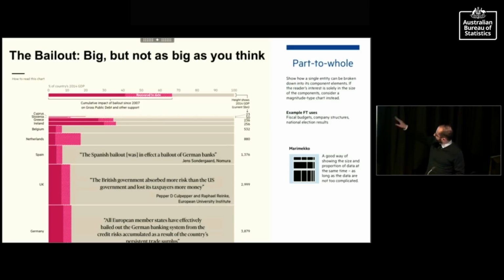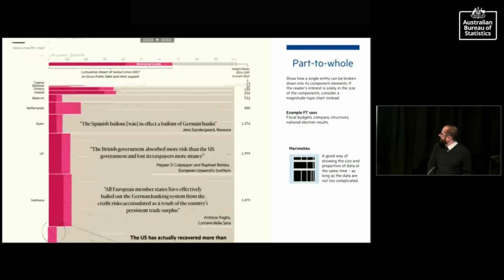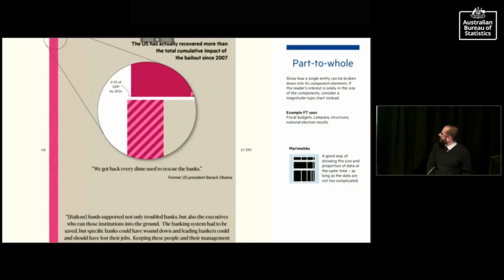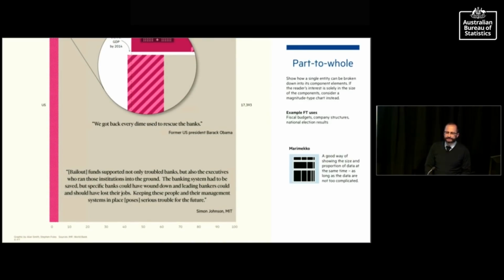So we start off with the small countries, Cyprus and Slovenia. Then you look to Greece and Ireland, and you can see they're still quite small economies, but their bailout was relatively big in terms of GDP proportion. And as you go down this graphic, you'll realize there's a fairly standout story, which is that the US breaks the chart because it recovered more money than the bailout cost.